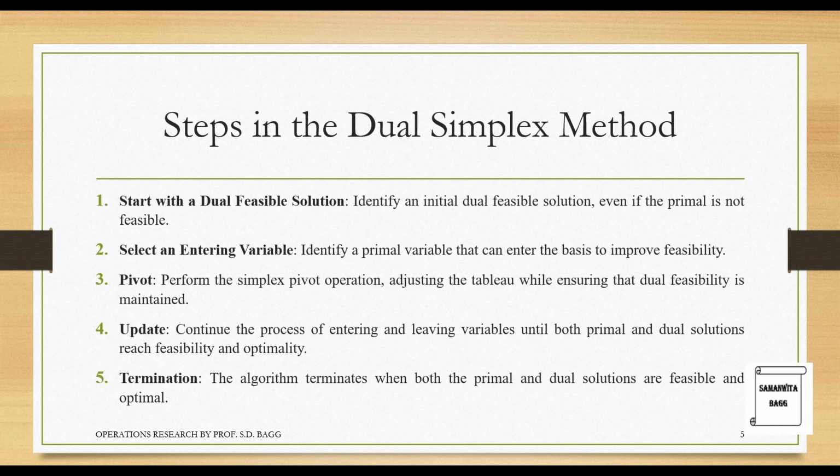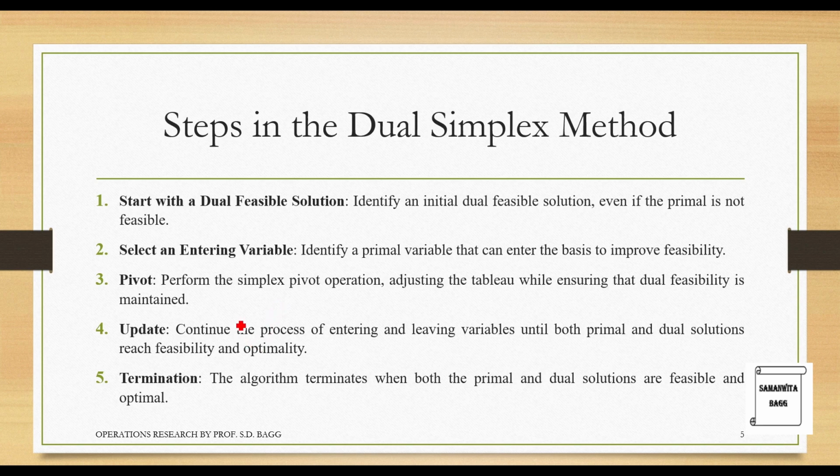So next we will see what are the steps in the dual simplex method. The first one is start with a dual feasible solution. Identify an initial dual feasible solution even if the primal is not feasible. Second step is select an entering variable. Identify a primal variable that can enter the basis to improve feasibility. The third step is pivot. Perform the simplex pivot operation, adjusting the W while ensuring that dual feasibility is maintained.